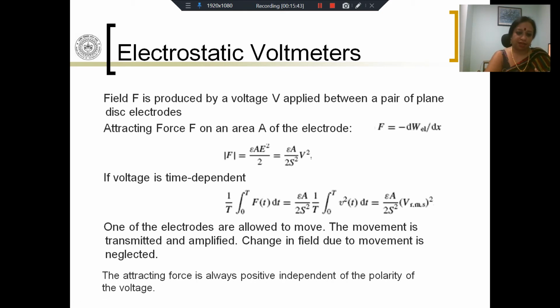So what is done is one of the electrodes is allowed to move, and the movement is then transmitted and amplified. If there is any change in field due to the movement, that is neglected because these are very uniform fields, so you only have a small change. The attractive force, remember, is always positive independent of the polarity of the voltage. So the polarity of the voltage has to be worked out separately, but the reading will be independent of it. So if you have a deflection which is proportional to the mean force, this will be proportional to the root mean square RMS voltage across the electrostatic voltmeter.